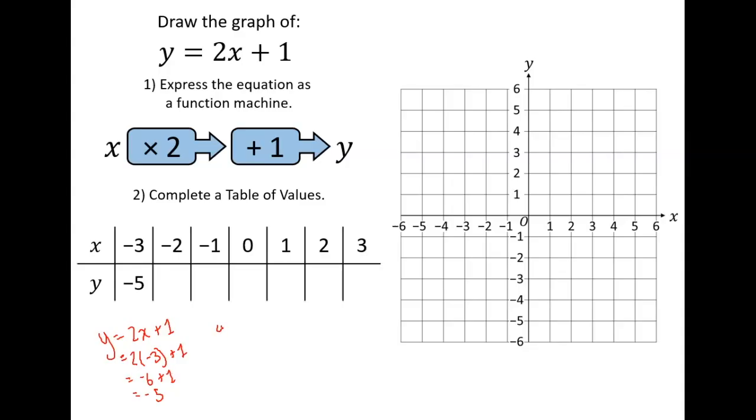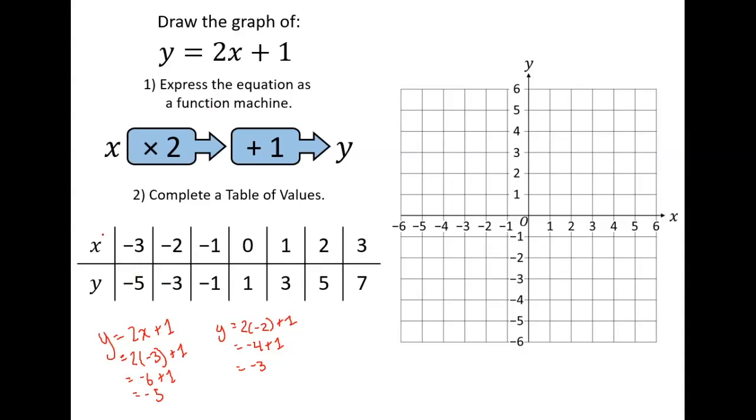And then we can do the same thing for -2. So we have 2 times -2 plus 1. So that gives me -4 plus 1 gives me a -3. And then 2 times -1 is -2 plus 1 is a -1. 0 times 2 is 0 plus 1 is 1. 1 times 2 is 2 plus 1 is 3. Then we have 5 and 7. So all we did was sub these values we picked into our equation of a line.